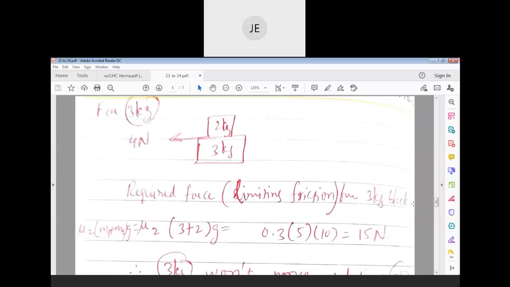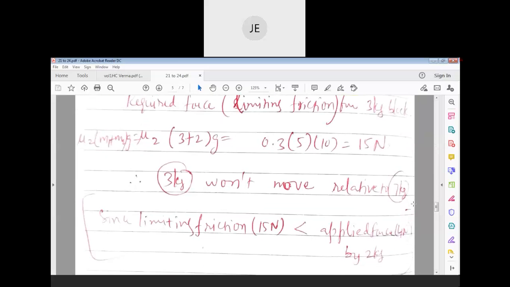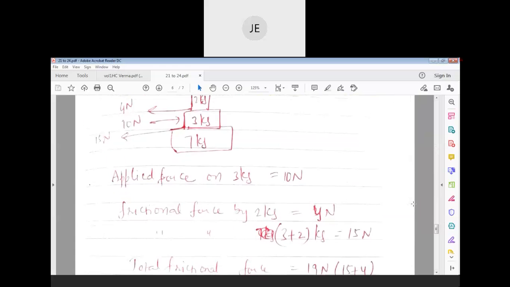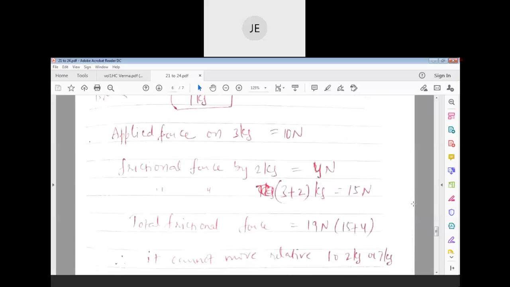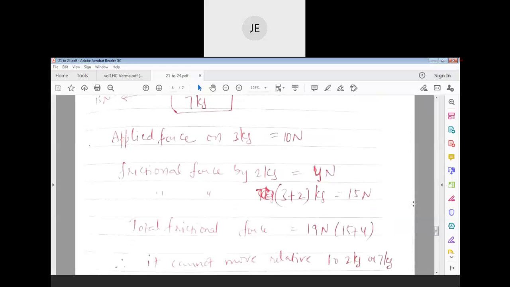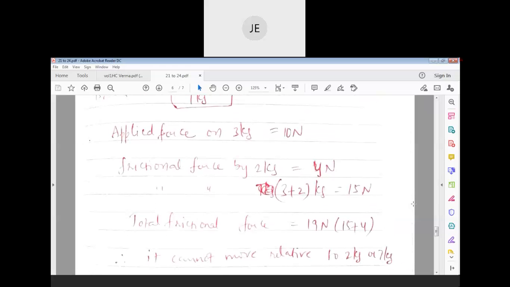In between 3 plus 2, 5 kg and 7 kg, 15 Newton. In between 2 kg and 3 kg, 4 Newton leftwards. These two forces are acting leftwards, and you are applying 10 Newton rightwards. So total frictional force is 19, and it cannot move relative to 2 kg and 7 kg because the frictional force is more than your applied force.